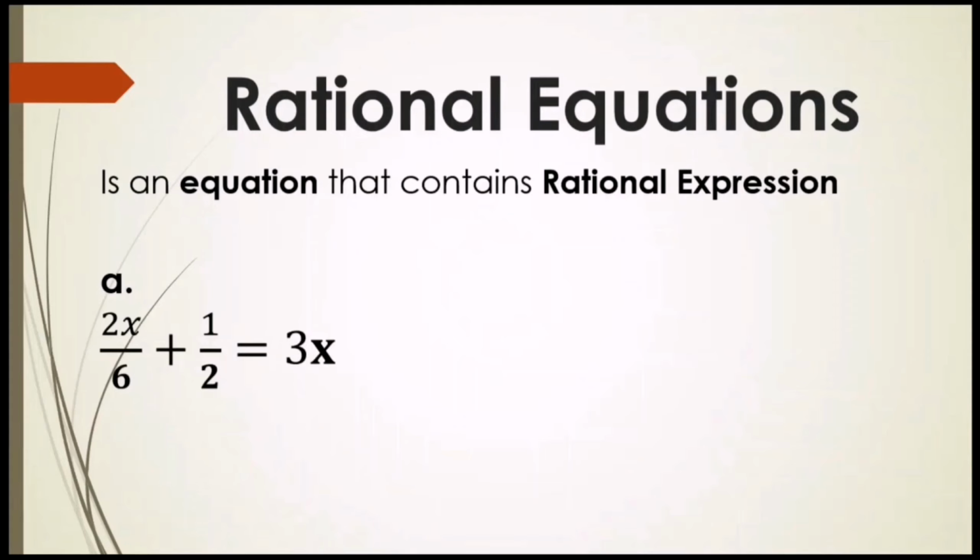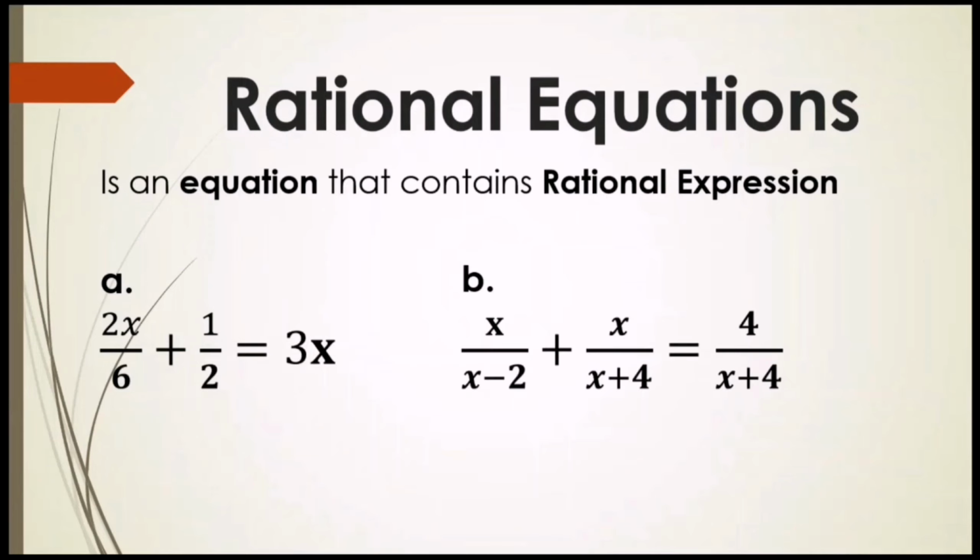Example: 2x all over 6 plus 1 half is equal to 3x. As we can see, this is an equation with rational expressions because it has 2x all over 6 and 1 half. Next example: x all over x minus 2 plus x all over x plus 4 is equal to 4 all over x plus 4. Again, that is an example of a rational equation because it has rational expressions, which are x all over x minus 2, x all over x plus 4, and 4 all over x plus 4.